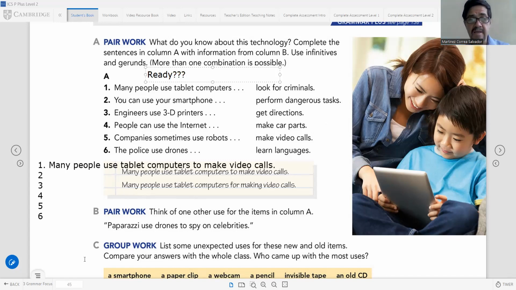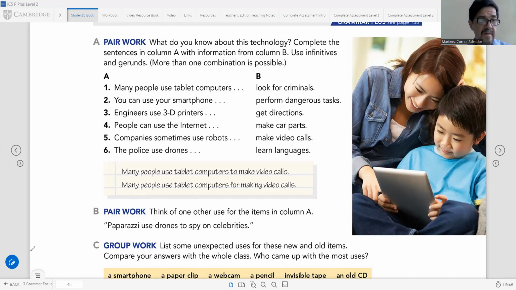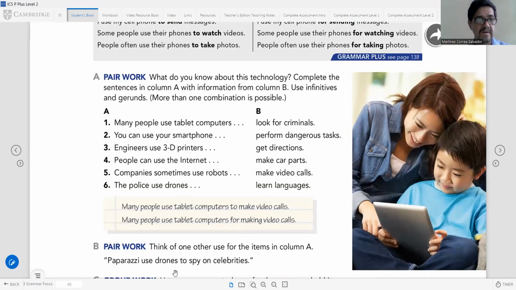Okay, ready to check it. So let's check the answers. Give me a moment to check the answers, we are having a problem here with the computer. Let me try to have it in a better position. So let's check the answers.